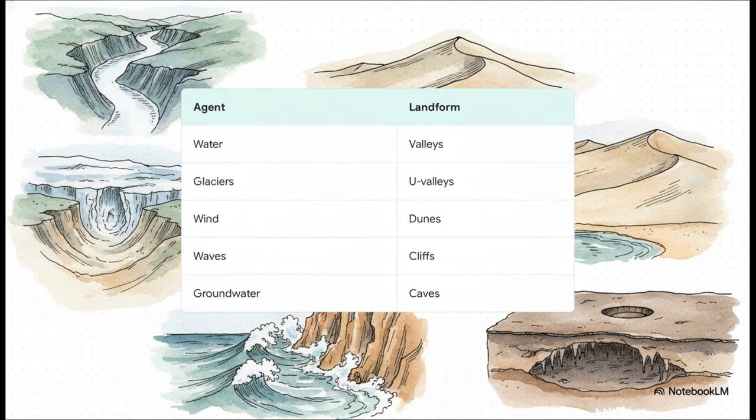For example, running water cuts deep into the earth to form sharp, V-shaped valleys. Glaciers, on the other hand, they're huge and bulky, so they scrape out wide, U-shaped valleys. Wind builds our sand dunes. Sea waves carve out our coastal cliffs and drop off sediment to form beaches. And groundwater? Well, groundwater is sort of the secret agent working right below us. It dissolves soluble rock, like limestone through chemical weathering, to create these massive underground caves and sinkholes.